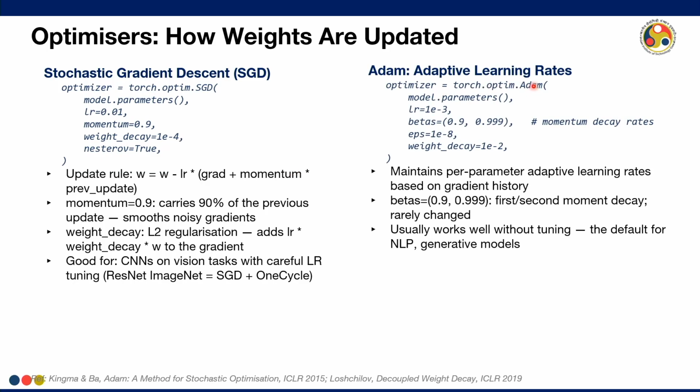Here is another optimizer, that is the Adam optimizer. The Adam optimizer is widely used in NLP tasks, or natural language processing tasks, and generative models. And here the parameters are LR, which is learning rate, beta, epsilon and weight decay, and you can see the usual values.